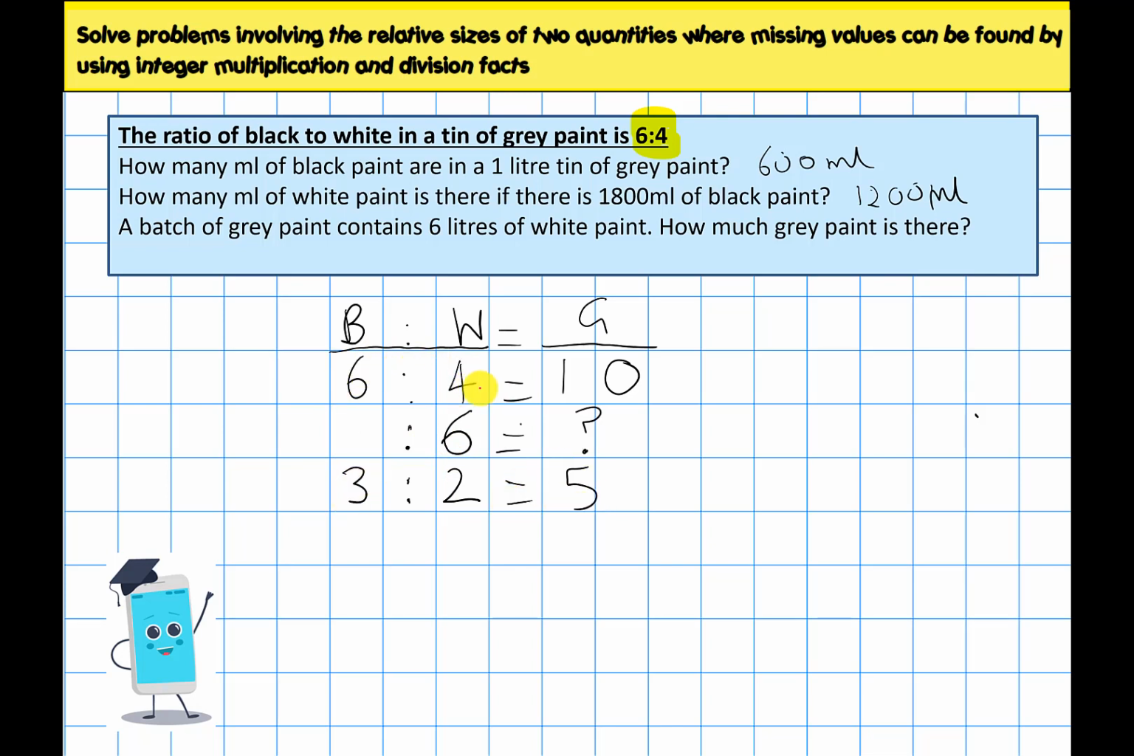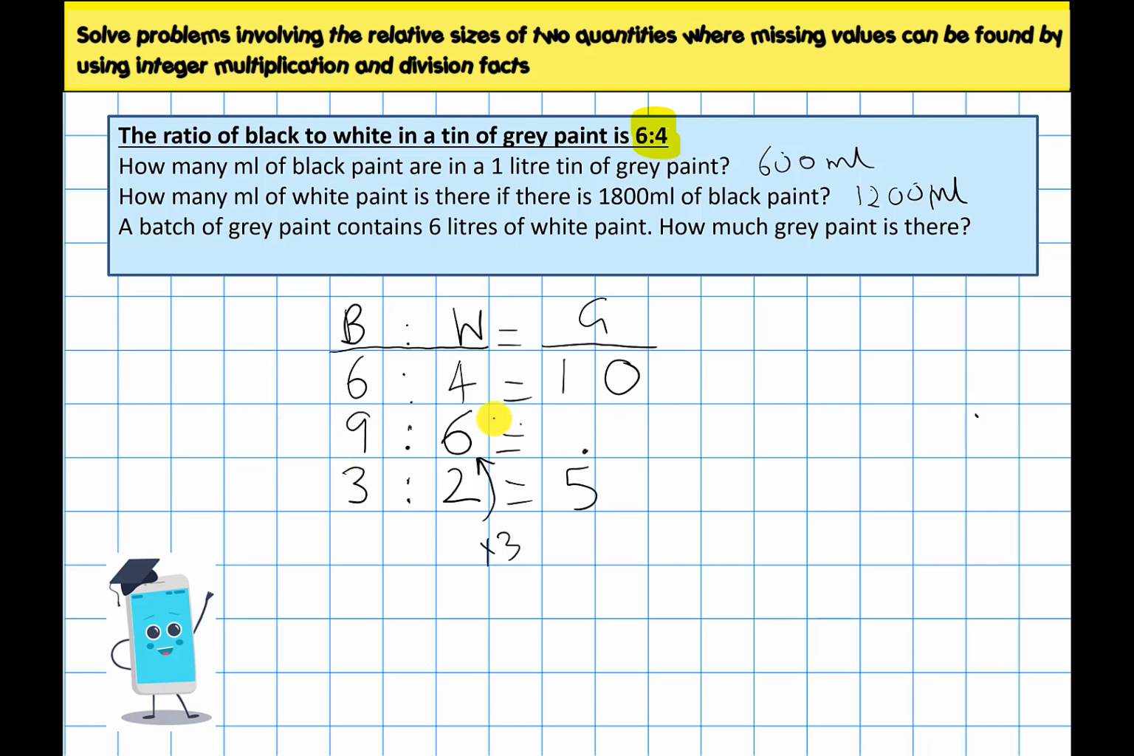6 to 4 is the same as 3 to 2. This is a simplified version. But now that I've made it 3 to 2, it might be easier to work from this 2 and go up to 6 than it was to go from 4 to get to 6. So now I'm thinking about my 2 to my 6. What have I got to multiply 2 by to get to 6? Well, it's by 3, isn't it? So I could do the same to this.